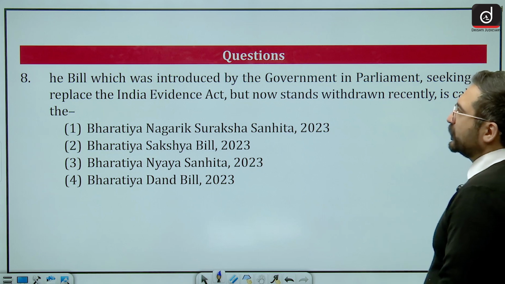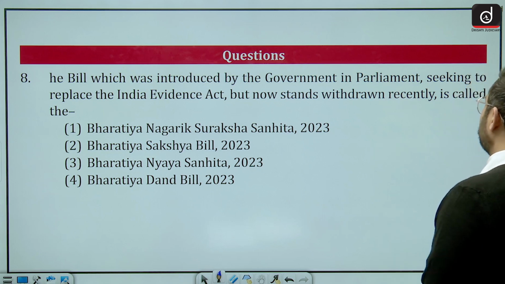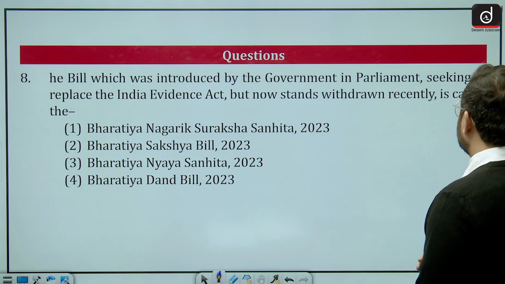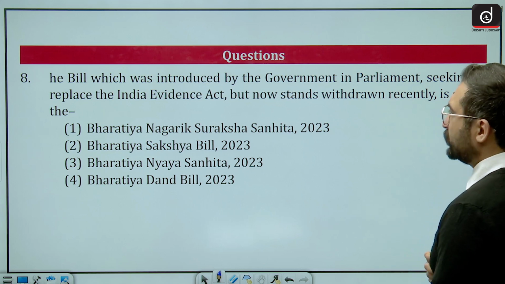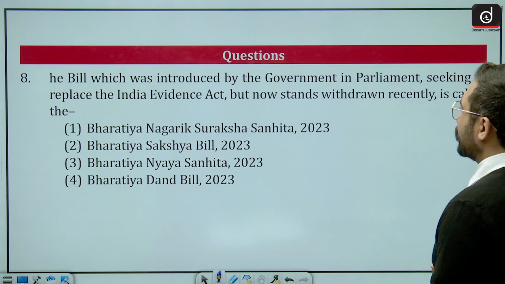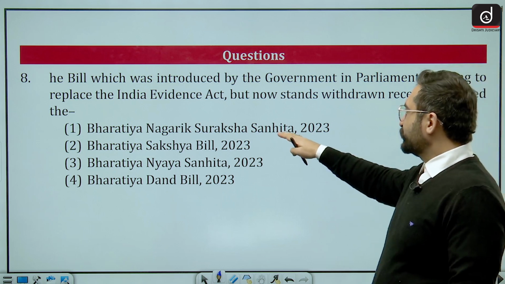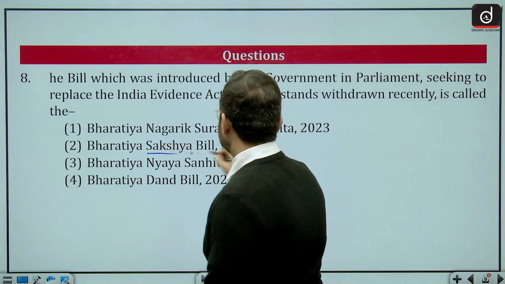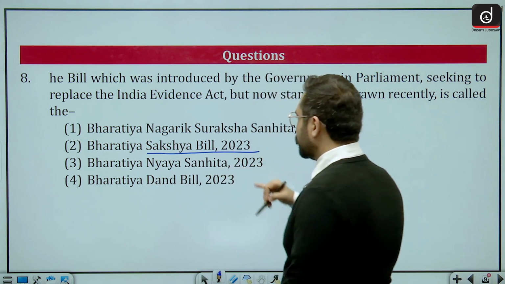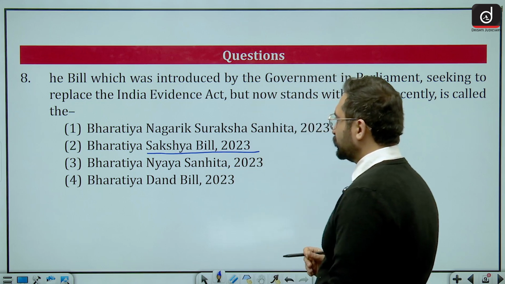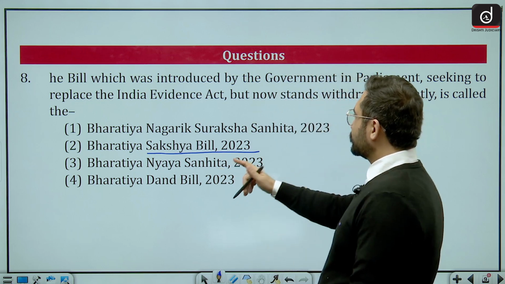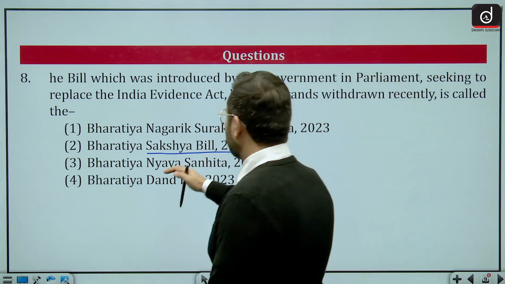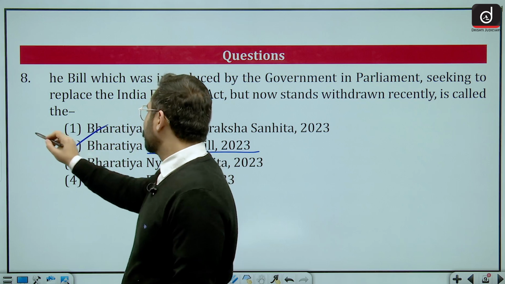Very easy. The bill which was introduced by the government in Parliament seeking to replace the Indian Evidence Act but now stands withdrawn recently is called Bharatiya Nagarik Suraksha Sanhita. This was IPC. Bharatiya Sakshya Bill. Sakshya is evidence. So this is what it is. Bharatiya Nyaya Sanhita. Then I think Nyaya Sanhita is IPC and Nagarik Suraksha Sanhita is CrPC. Bharatiya Dand Bill is not there. Sakshya Bill. Sakshya means evidence. So it should be 2.